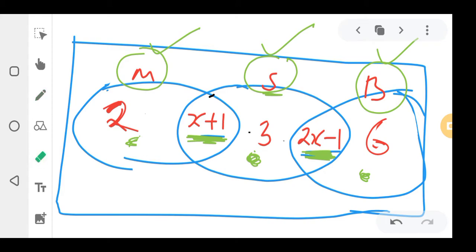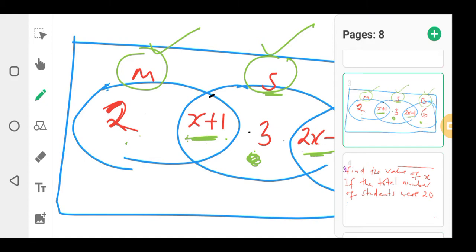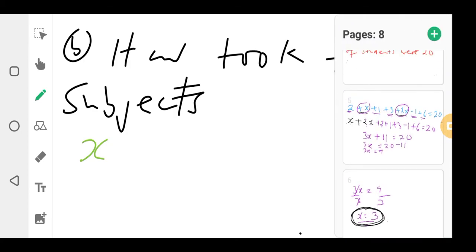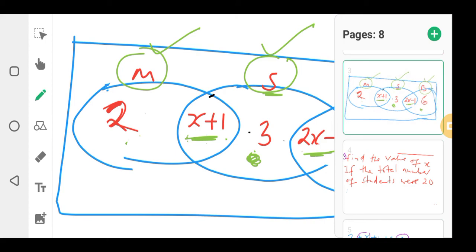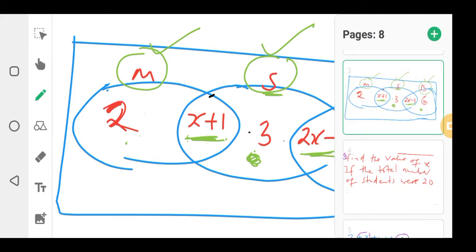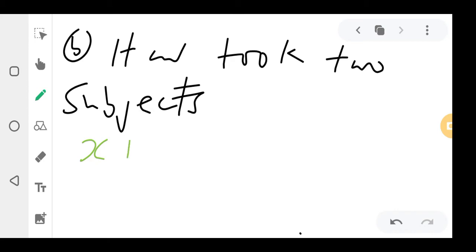So how many were they that took two subjects? It means you are adding this part and also this part. You are adding which part? x plus 1 plus 2x minus 1. That's what we're adding: x plus 1 plus 2x minus 1. Those are the ones that took two subjects.